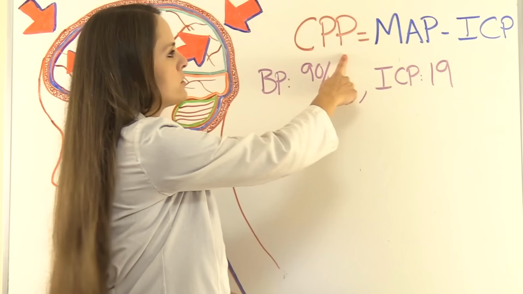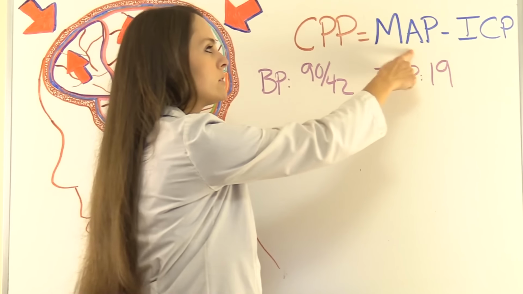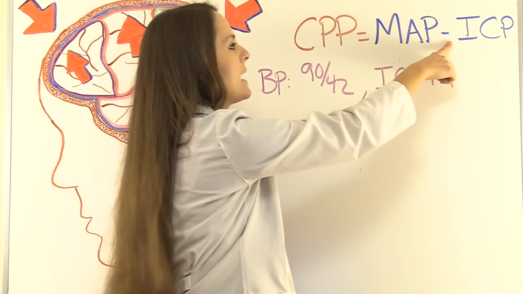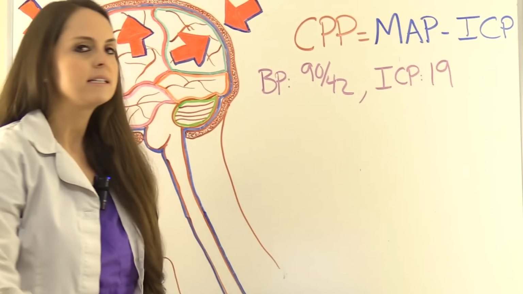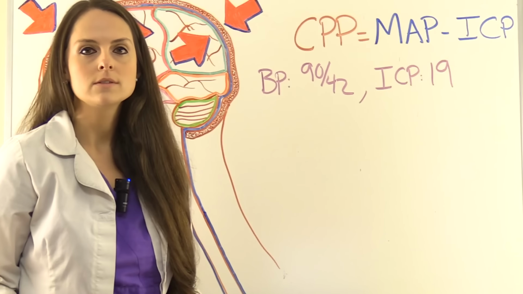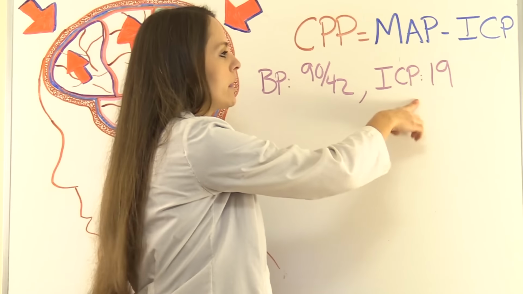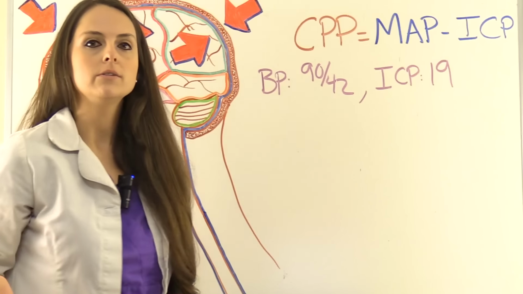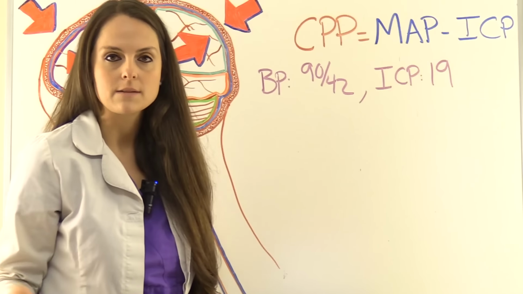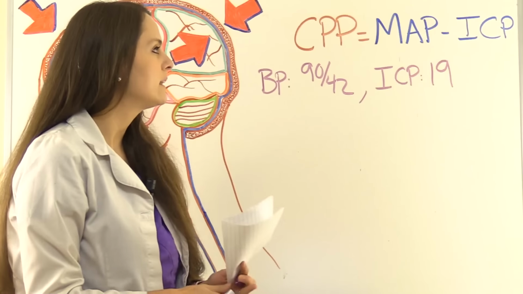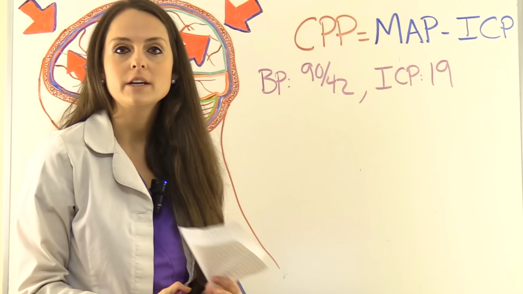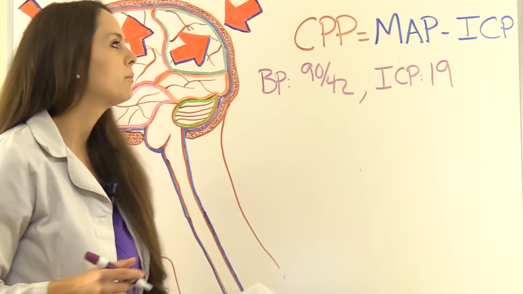Cerebral perfusion pressure is equal to the mean arterial pressure, the MAP, minus the intracranial pressure. And to figure it out, you have to know some things. You have to know the patient's blood pressure and what their intracranial pressure reading is. And usually you can get this from whatever monitoring system they have in place. So let's calculate it out. First, we have to figure out the MAP, the mean arterial pressure.